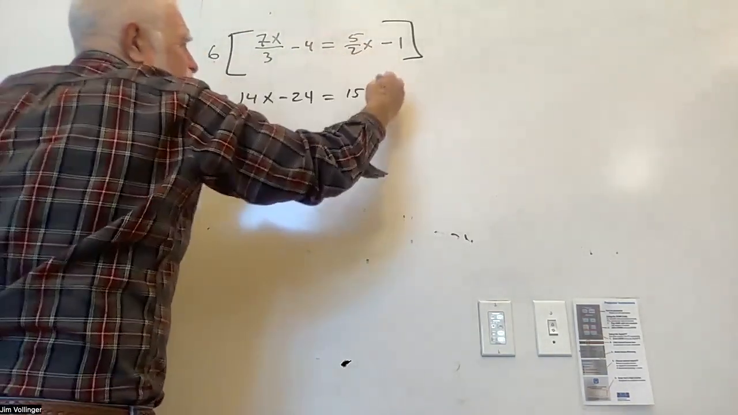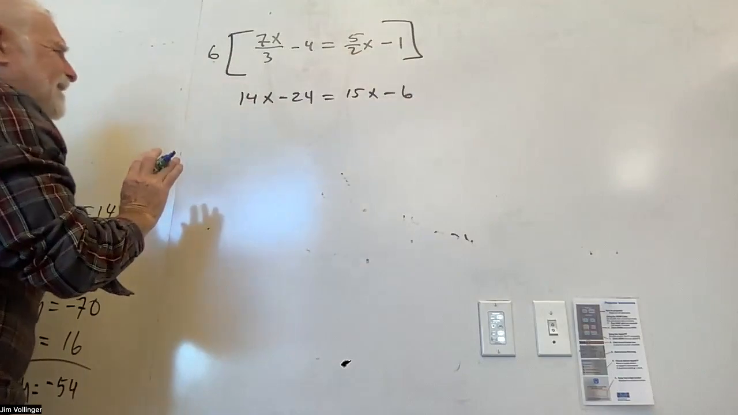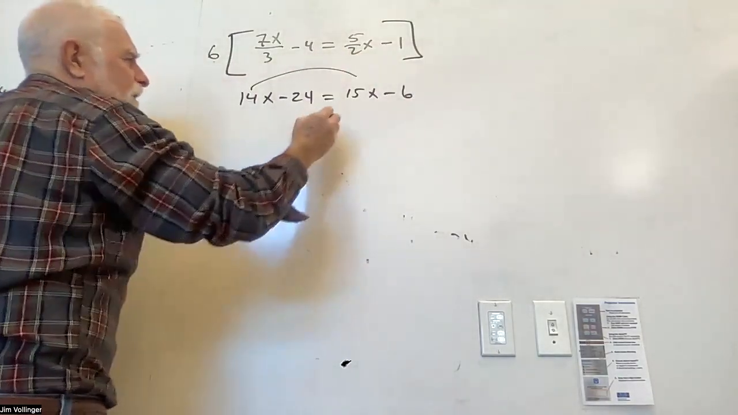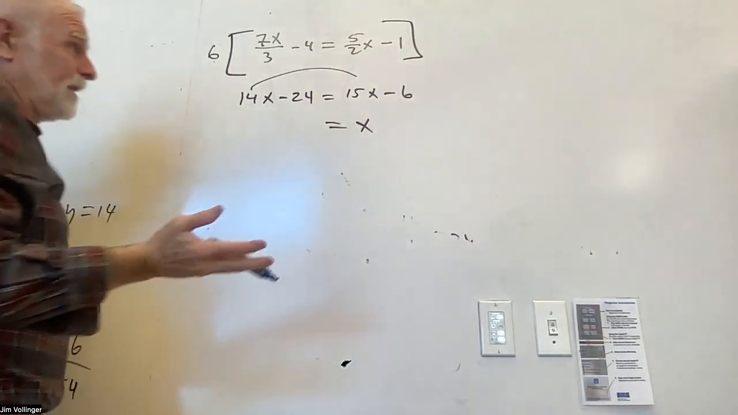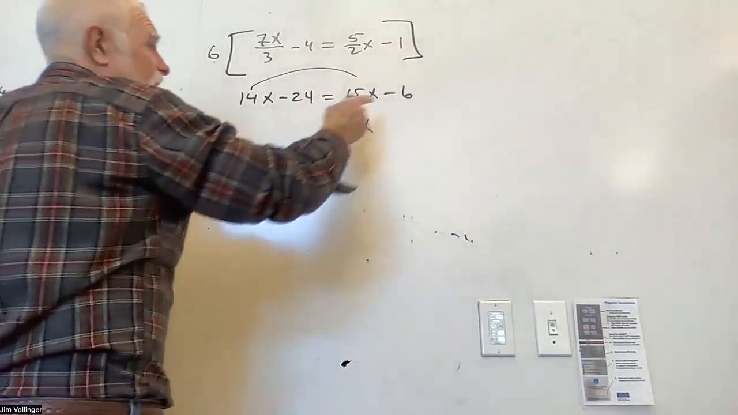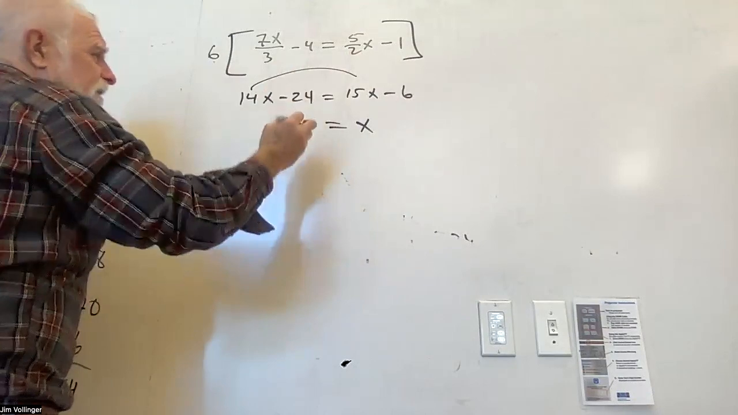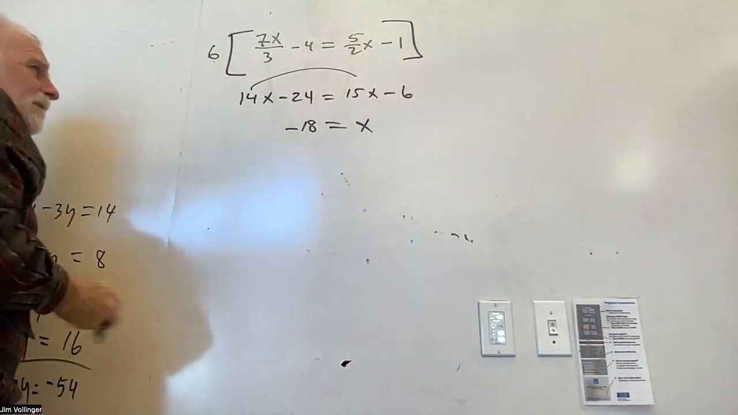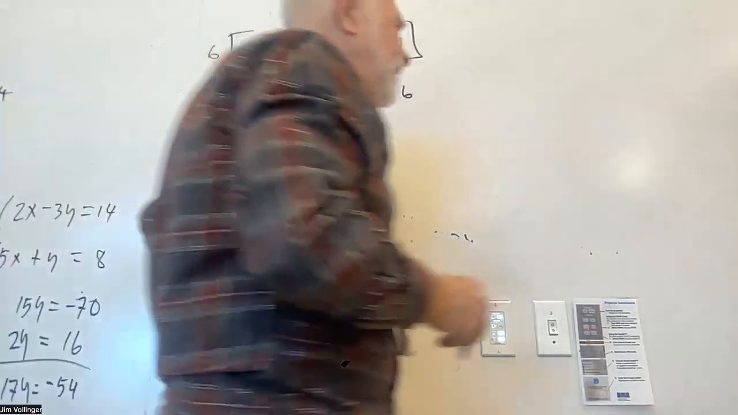And 6 times minus 1 is minus 6. I don't like dividing by negatives, so I'm going to move the 14. I'm going to subtract 14x, which allows me to immediately get my answer. And so my x value is, adding 6 to this, minus 18. And you can do that in your head, and you should start practicing that.